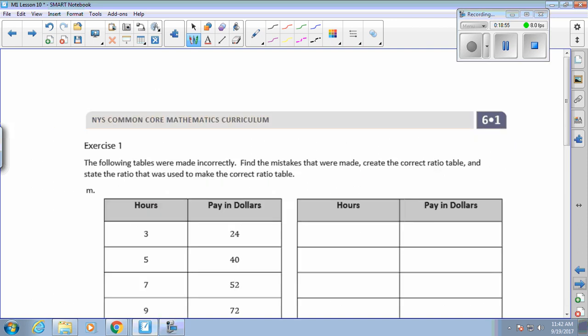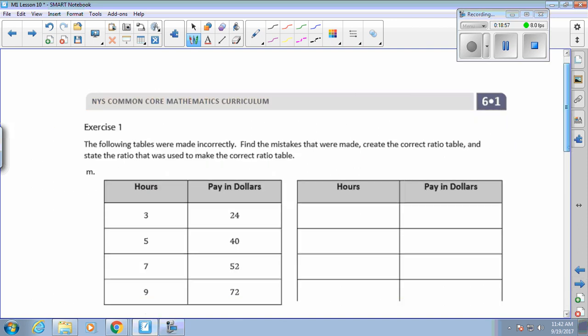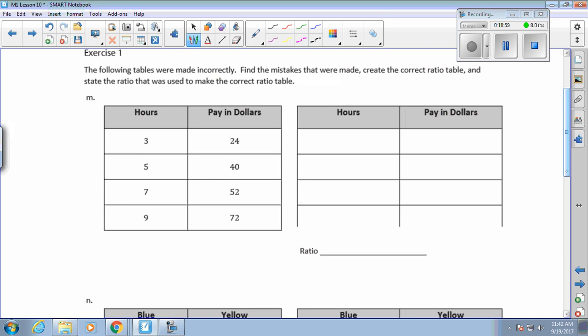Aw, just kidding. All right, so now we're going to take a look at exercise 1 on the next page. And we are going to fix somebody else's mistakes. It says the following tables were made incorrectly. So these are not correct. We need to find the mistakes and create the correct ratio table and state the ratio that was used to make the correct ratio table.